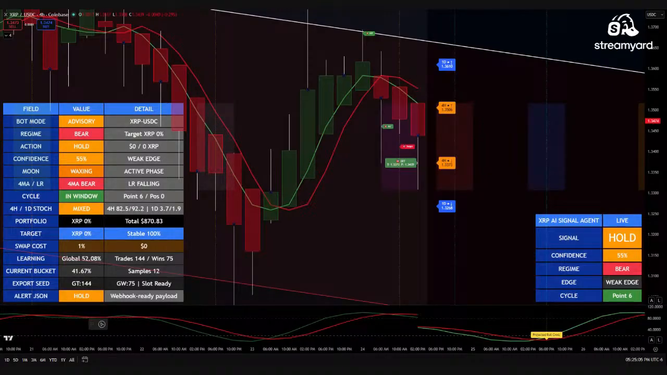Then finally, all of that information is compressed into the tables. The tables translate complexity into decisions: current market state, signal strength, probability, directional bias, risk state, position guidance, execution ideas. And because no model is perfect, the agent is designed to support decision-making, not replace judgment.